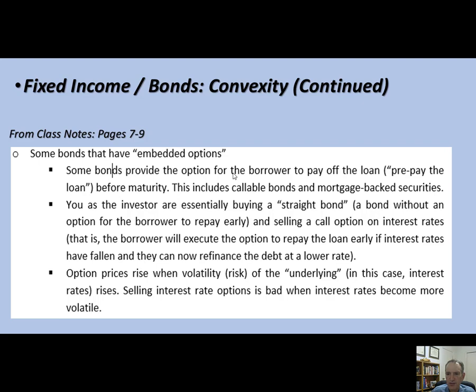You're pretty upset. So when will the borrower execute this option to pay off early? They're going to execute it when it's to their benefit, which means to you as the lender, it's to your detriment. So the lender hates these embedded options, because they're only executed at the detriment of the lender. It's the borrower's option, and they'll only execute the option when it's to their benefit.